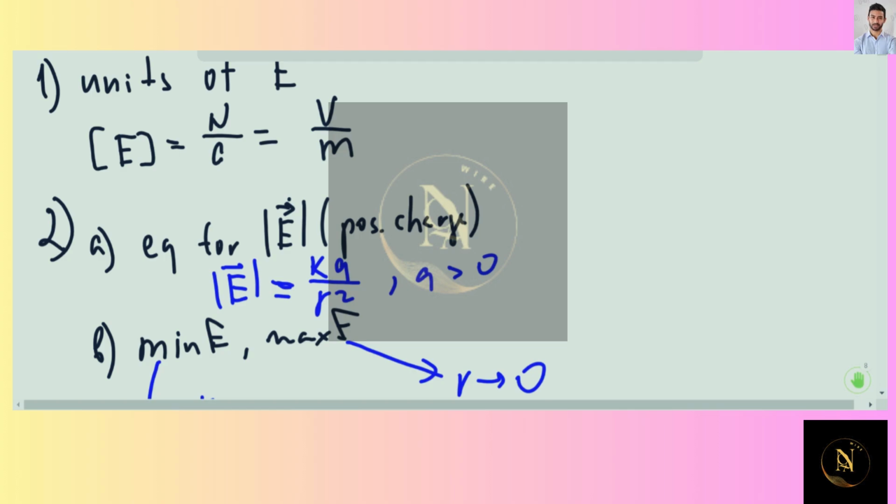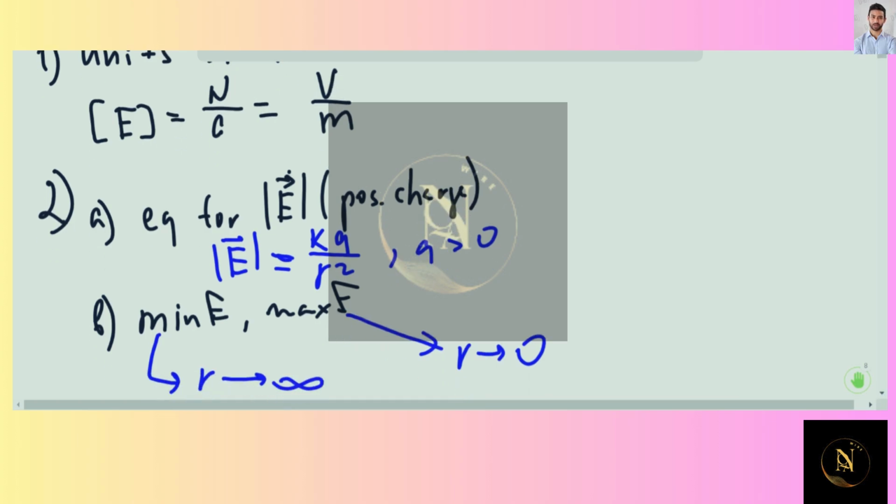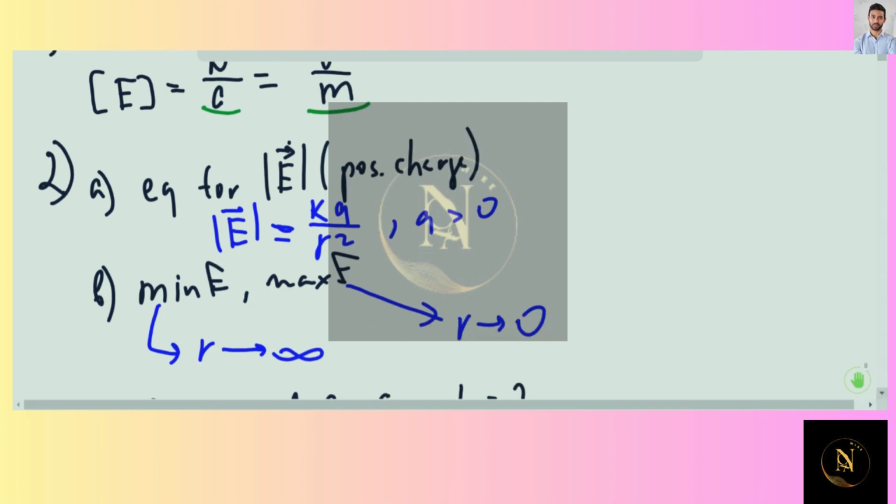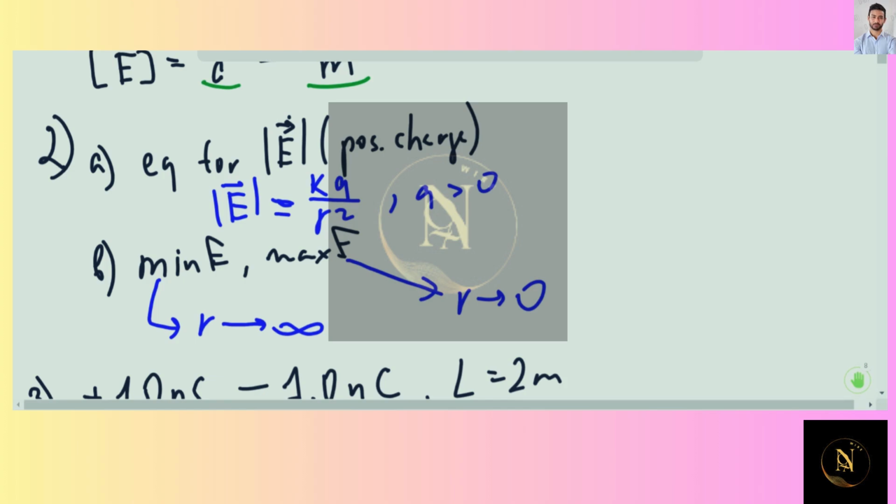Now I'm going to walk you through it. So first we have to specify the units of E, and E can be calculated as force divided by charge. Therefore, its units are either newtons per coulomb, or in the international system of units, volts per meter. So the second question is to calculate the value of E.